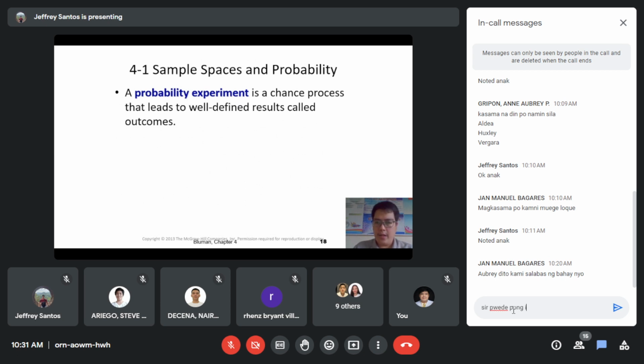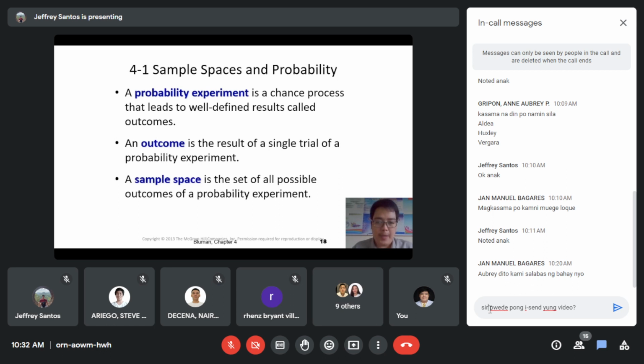Now, let us define terms related to probability. So, sample spaces and probability. A probability experiment is a chance process that leads to well-defined results called outcomes. An outcome is the result of a single trial of a probability experiment. For example, if you toss a coin, the outcome can be either heads or tails. That given situation is an example of a probability experiment.